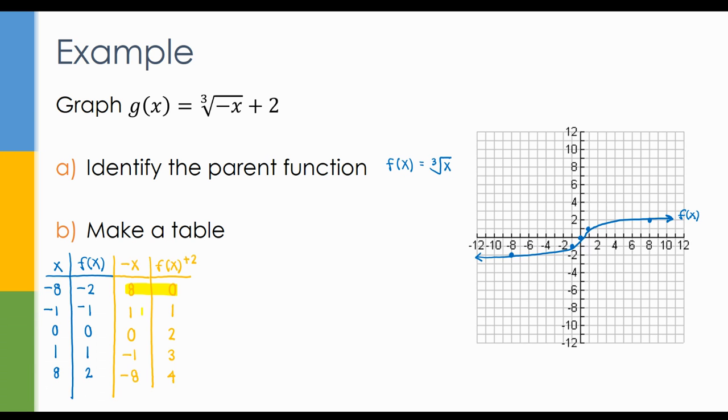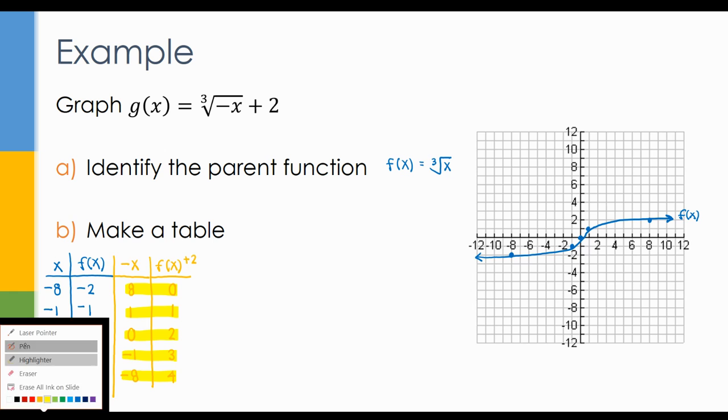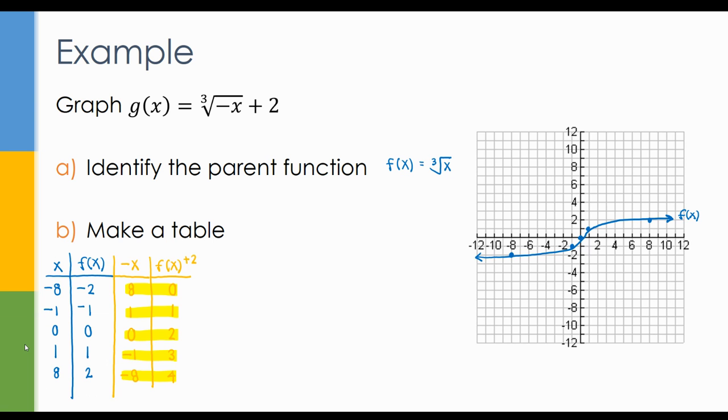So my g of x function are these ordered pairs right here: (8, 0), (1, 1), (0, 2), (-1, 3), and (-8, 4). So I'm going to plot those points. We've got (8, 0), (1, 1), (0, 2), (-1, 3), and (-8, 4). When I connect those points, this is my g of x function.